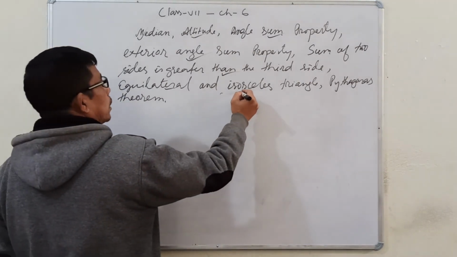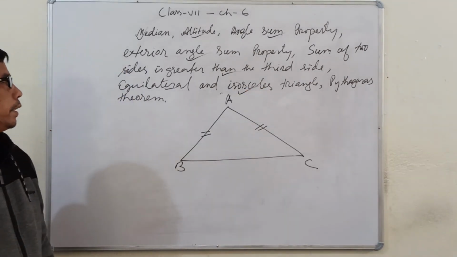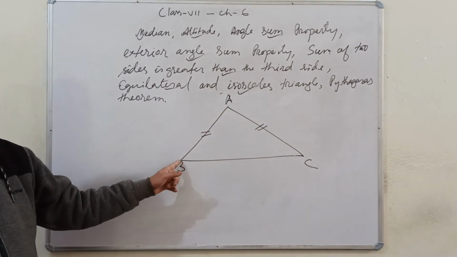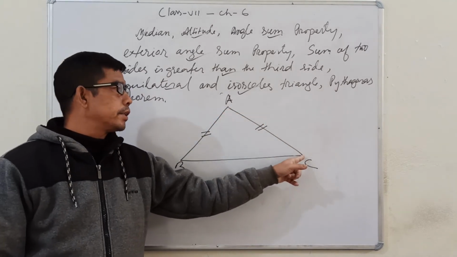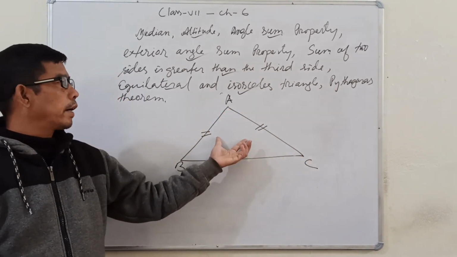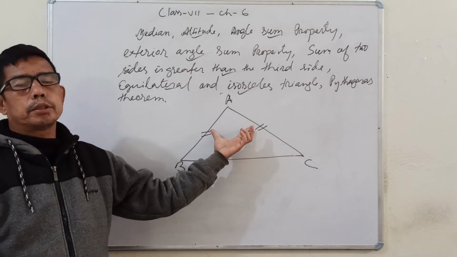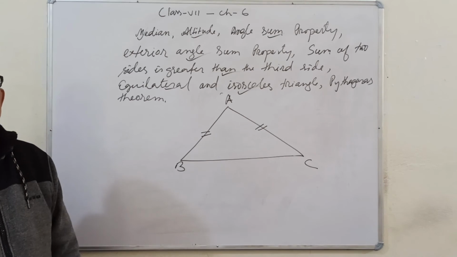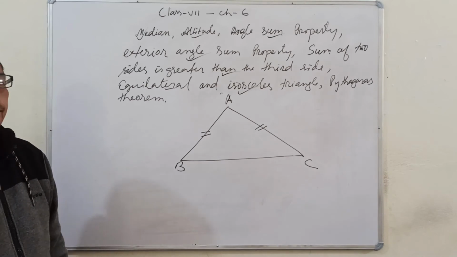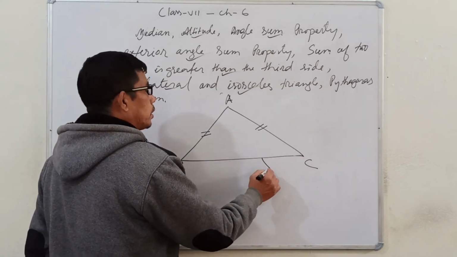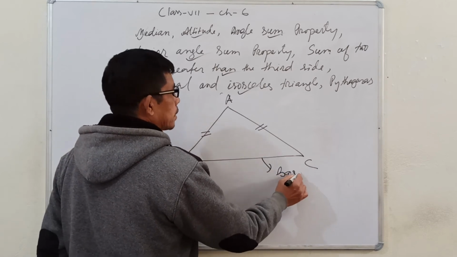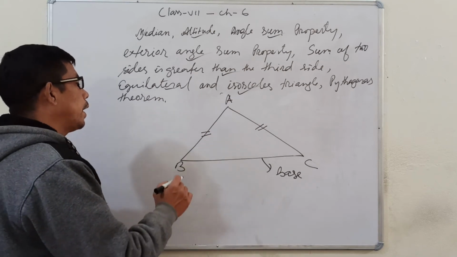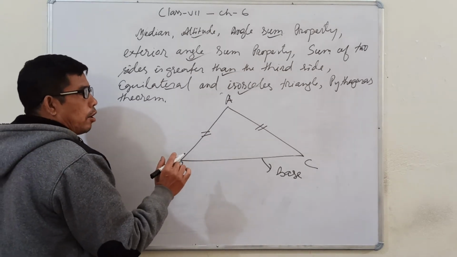And come to the isosceles triangle. Let ABC be the triangle in which the side AB has the same length as the side AC. That means in this triangle, two sides are of the same length. Such a triangle having two equal sides is known as an isosceles triangle. And the other unequal side is known as the base.